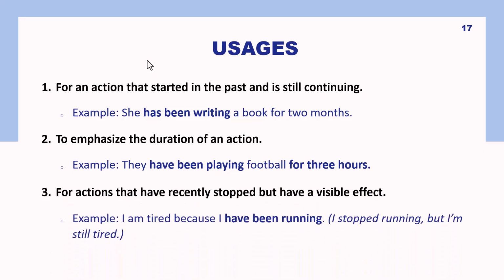Next one. We use this tense for actions that have recently stopped but have a visible effect. It has just stopped, but it has a very visible effect right now. For example, I am tired. Why? Because I've been running. I stopped running, but I'm still tired. So the action has stopped, but the effect is visible. Being tired is the visible effect, but stopped running is the action that has recently stopped.